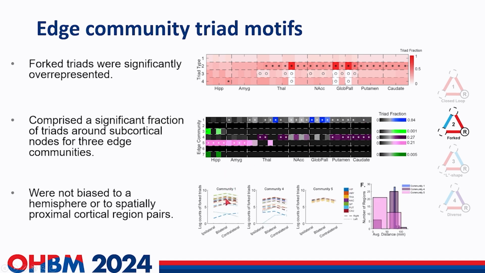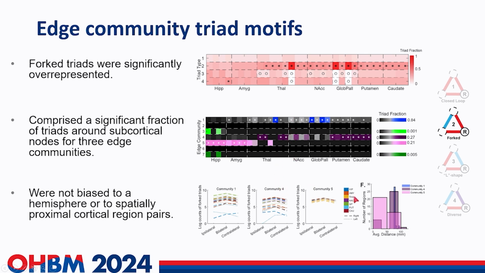Just to do some checking, to make sure what these triads look like, we looked at whether there was some sort of bias in the laterality of these triads. So is it a left subcortical node and two cortical nodes on the left side, on the left or right hemisphere, or contralateral to the subcortical node? You can see these triads are actually pretty evenly distributed. So when we're examining these fork triads, they're not just restricted to living within the same hemisphere or contralaterally, they're distributed throughout. And yes, this is the same, divided up by these three communities that show significant overrepresentation of the fork triads.